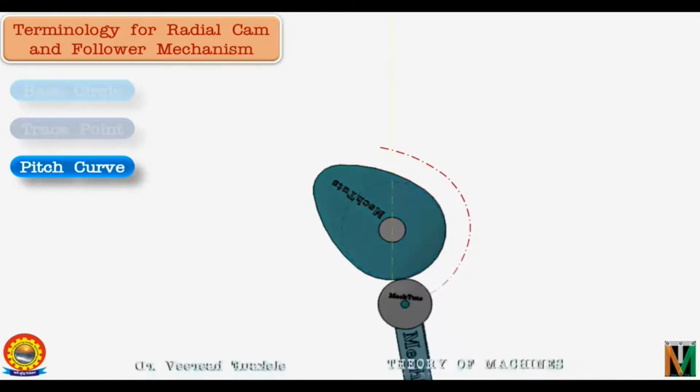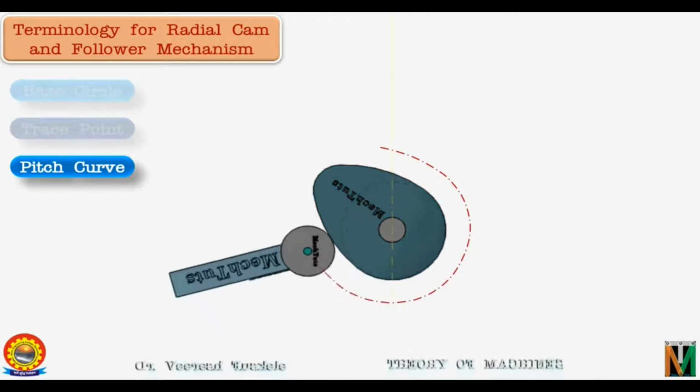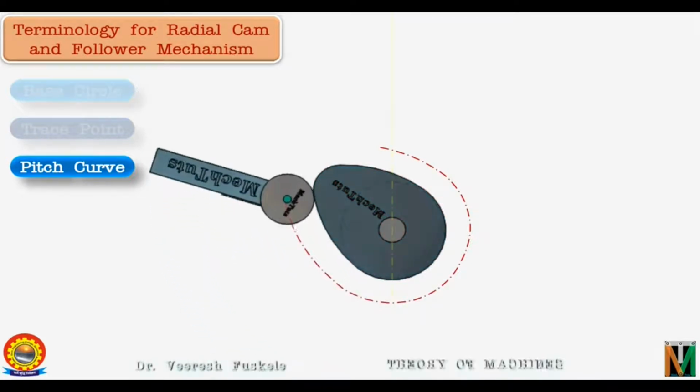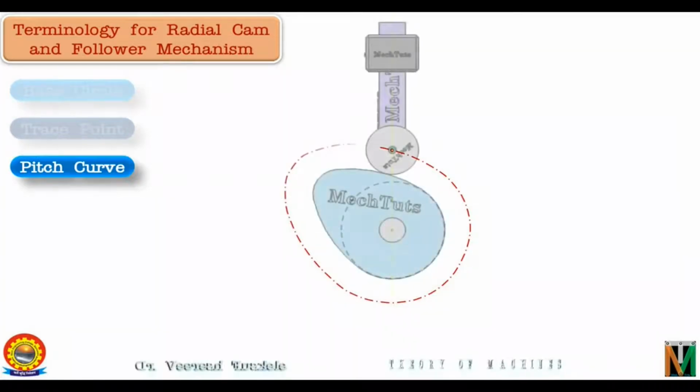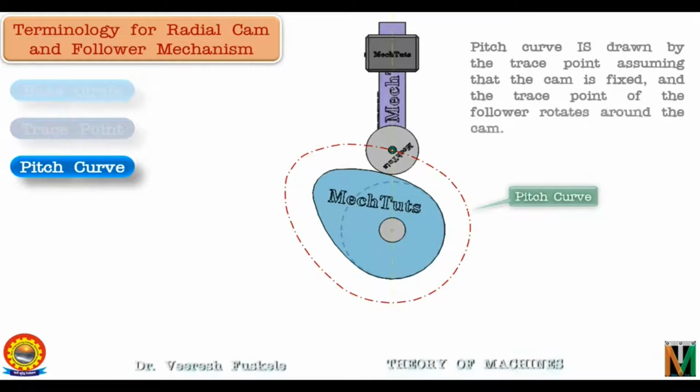So the pitch curve is the locus of the trace point or the roller center, in this case after kinematic inversion with cam fixed. Or precisely, the pitch curve is drawn by the trace point assuming the cam is fixed and the trace point of the follower rotates about the cam. So this is the pitch curve for the disc cam shown in this configuration with roller follower. So in case of roller follower, the pitch curve is at a distance which is equal to the radius of the roller from the cam profile.